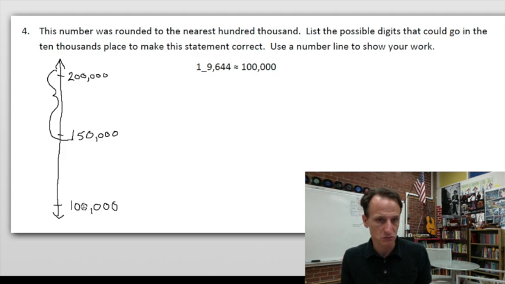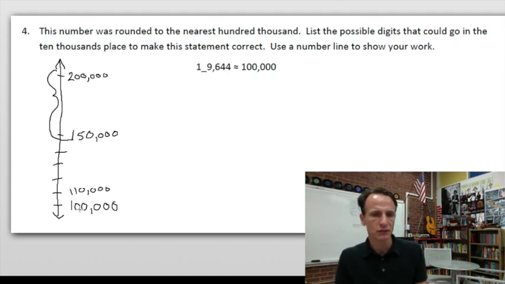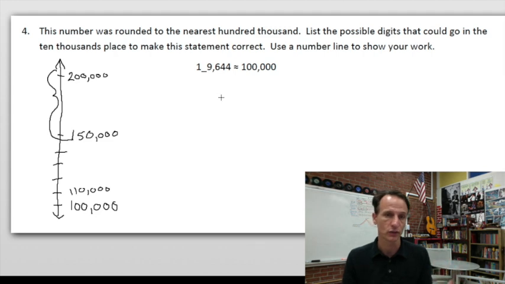Well, 100,000, 110,000, right? 120,000, 130,000, 140,000. And so if you try each of these, if you try the 0, that works, right? 109,000 would round down to 100,000. 119,000, indeed, would still round down to the nearest 100,000. 129, 139, 149,644 would still round down to 100,000 as the nearest 100,000.